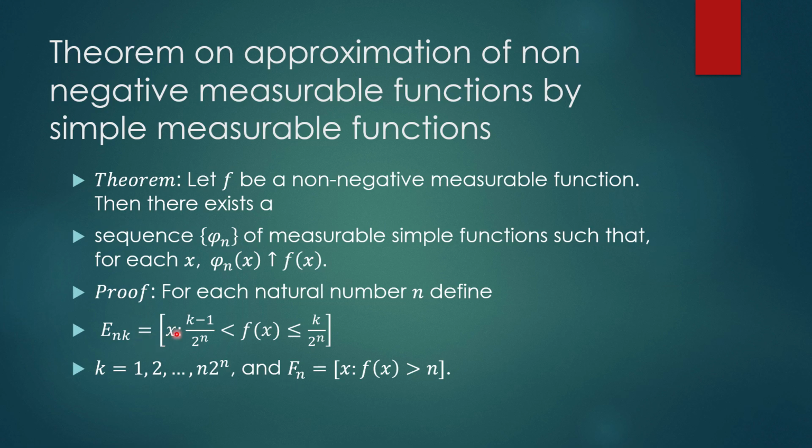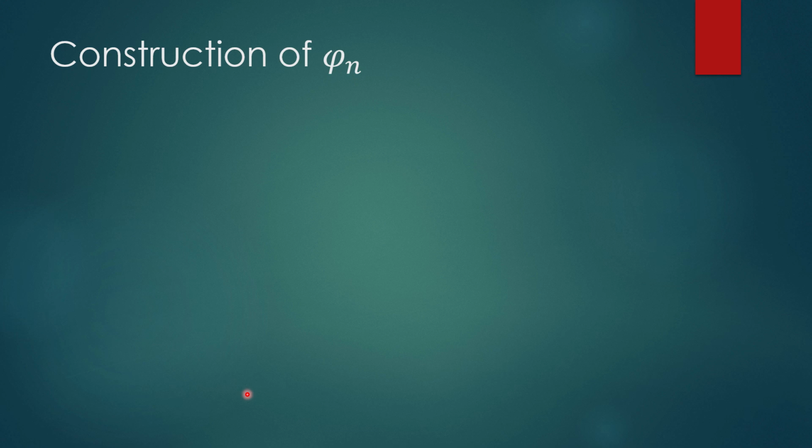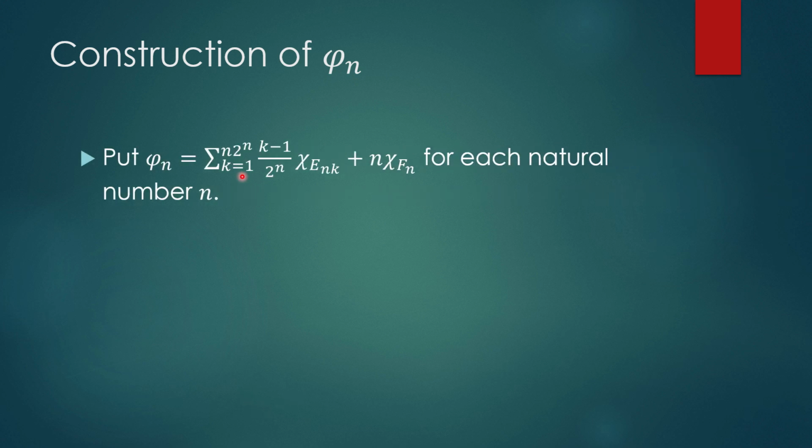We are going to illustrate this Enk when n is equal to 2. When n is equal to 2, k can run from 1 to 8, because 2 times 2 to the power 2 is 8. Alright, so next let us see the construction of phi n.